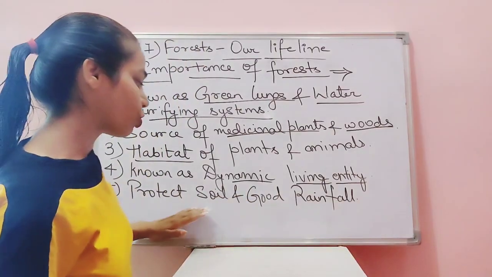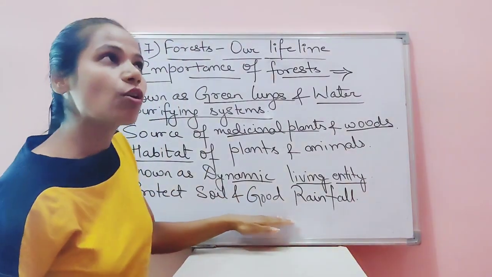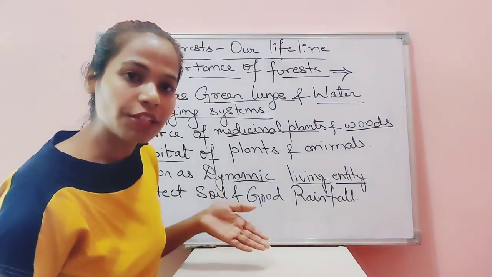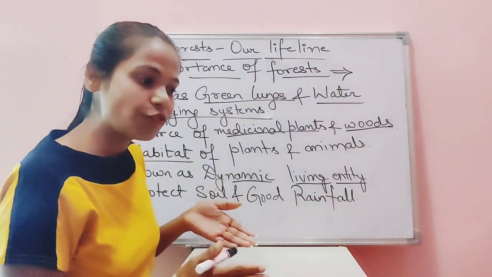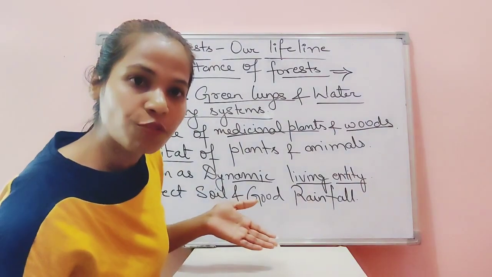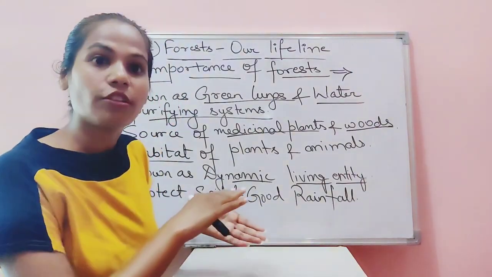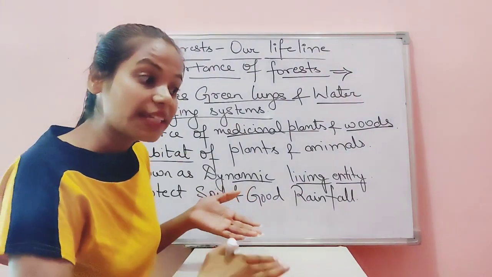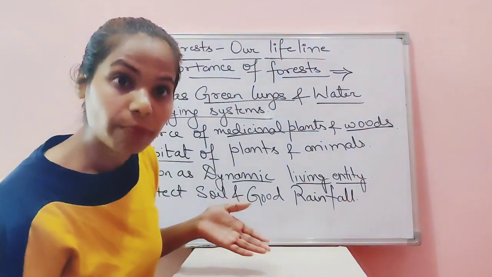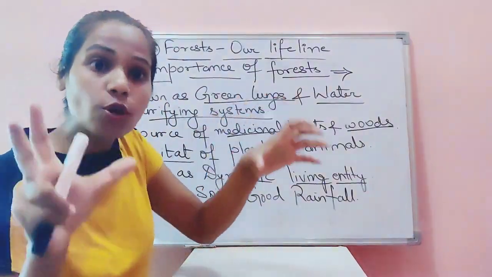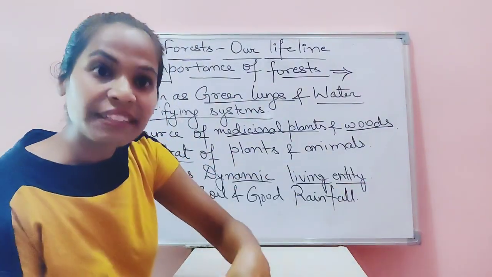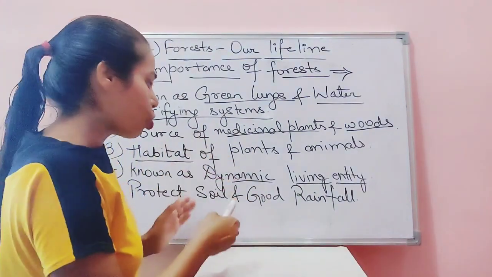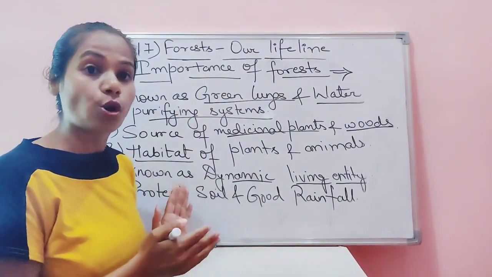Last topic is they protect the soil. Means what, children? Whenever more and more plants and trees are there in any forest, the erosion of soil, okay, that is the floods and the landslides, etc. things do not happen. Why? Because the roots of the trees bind the soil, bind the upper layer of the earth. Okay. So, it protects the soil.